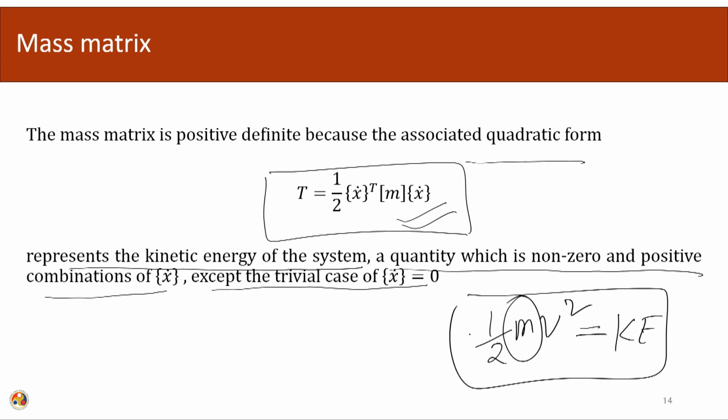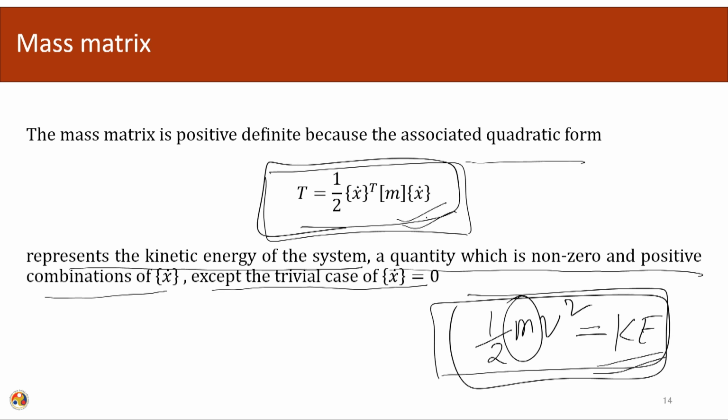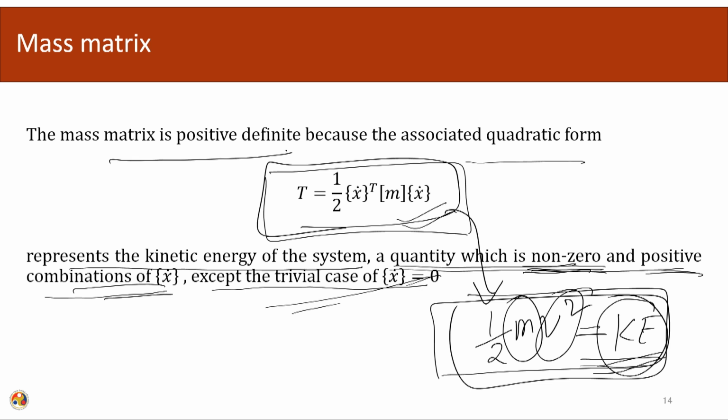So, mass is associated with the kinetic energy of the system, and if we expand the quadratic form of this kinetic energy, then this becomes non-zero. So, the kinetic energy of the system is non-zero and it is also positive for the combination of the velocities. Since this is a square term, it will always be positive except in the trivial case when velocity itself is 0, that is, the system is at rest. So, the mass matrix becomes positive definite because the kinetic energy itself is positive.